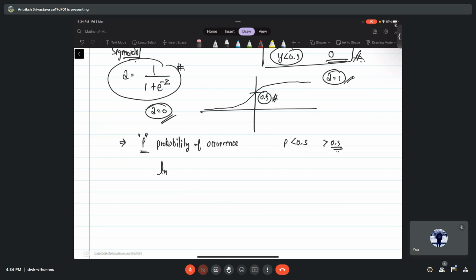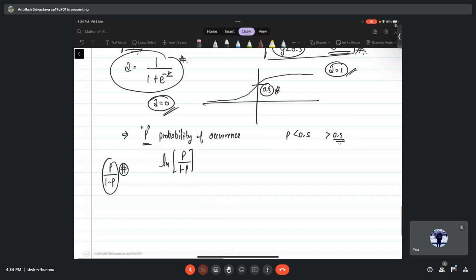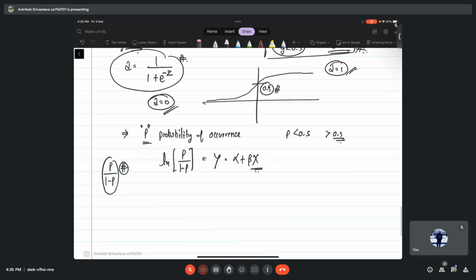And we define a logit function, that is the natural log of the odds ratio of p. So what is an odds ratio? It is p by 1 minus p. So we perform the natural log of this odds ratio, and we equate it to our y, that was alpha plus beta into x plus e. We can ignore this e, as I said earlier, for this derivation purpose. Okay, so we have this.